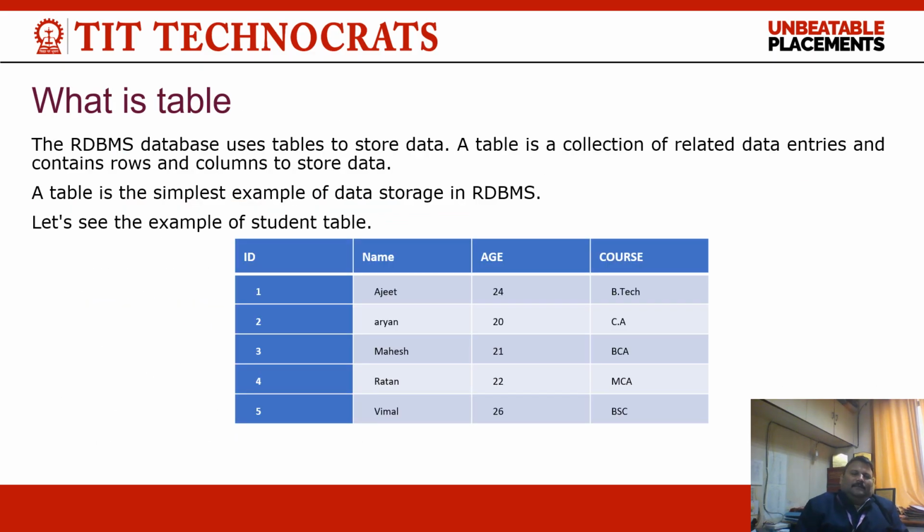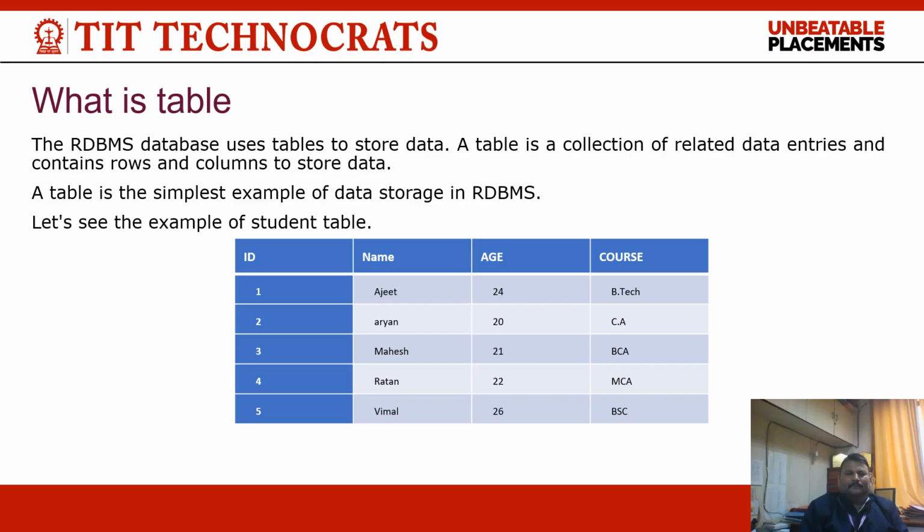Now we discuss what a table is. You can see in the image a table with student ID, name, age, and course, and there are different rows. An RDBMS database uses tables to store data. And what is a table? It is a collection of related data entries and contains rows and columns to store data. A table is the simplest example of data storage in RDBMS.